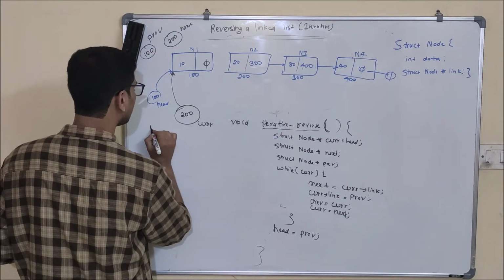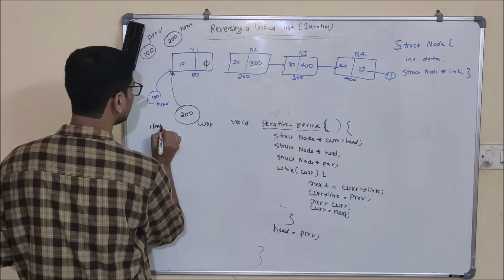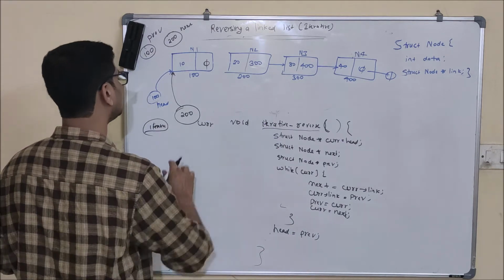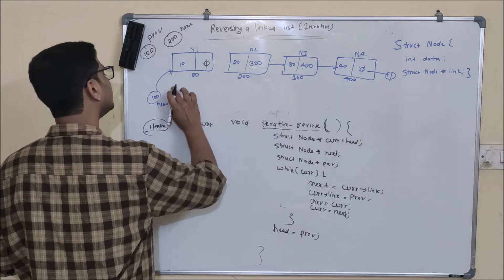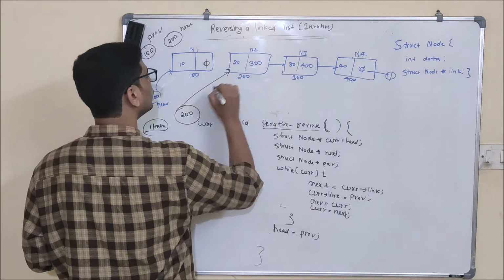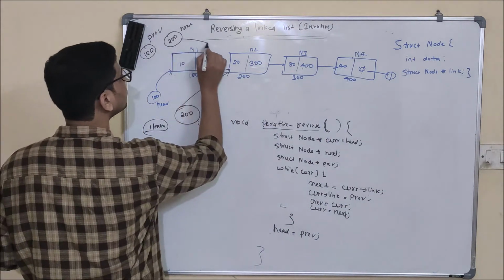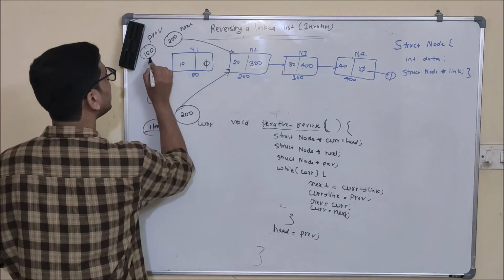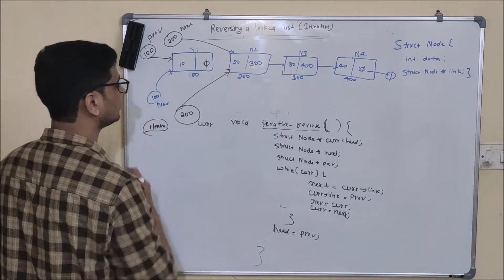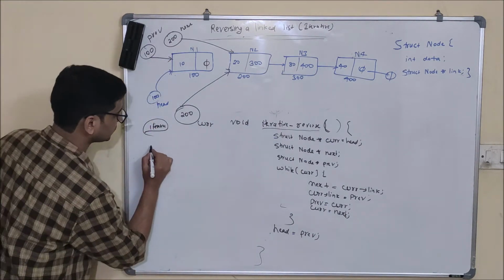So this is what will happen in the first iteration. After the first iteration, current will point to node 2, next will point to node 2 and previous will point to node 1. Now come to the second iteration.